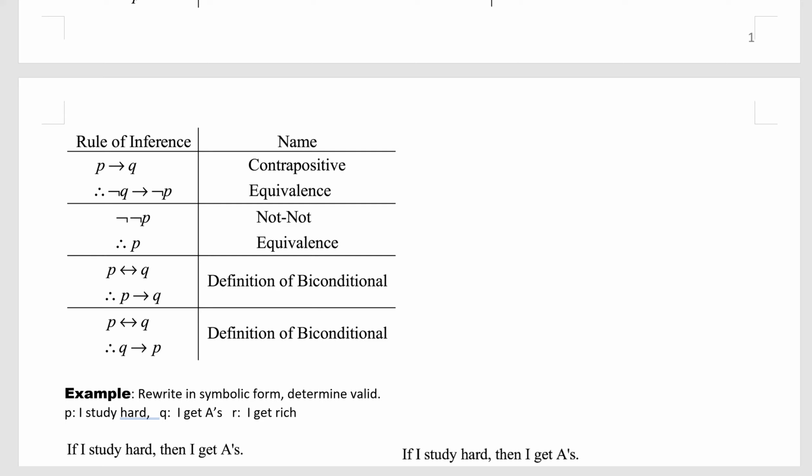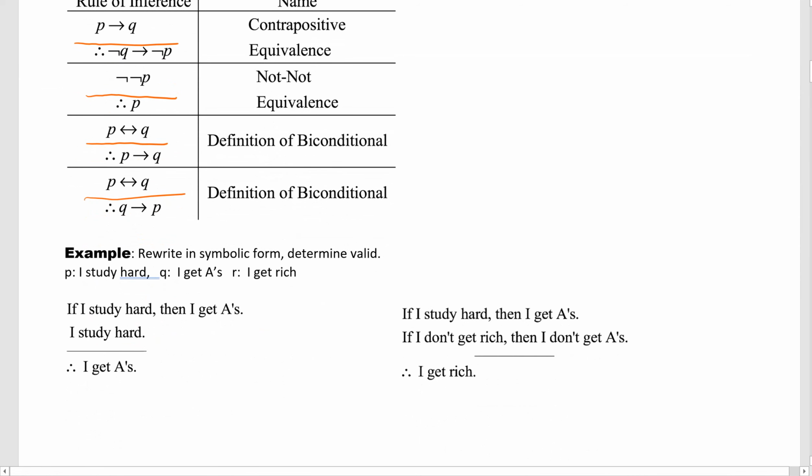P implies Q, therefore not Q implies not P. This is exactly the contrapositive equivalence. Not not P is P. So this is the double negation equivalence. P if and only if Q is the same as P implies Q and Q implies P, right? So we can have P implies Q, or we can have Q implies P. This is the definition of biconditional. Those are all the rules of inference.